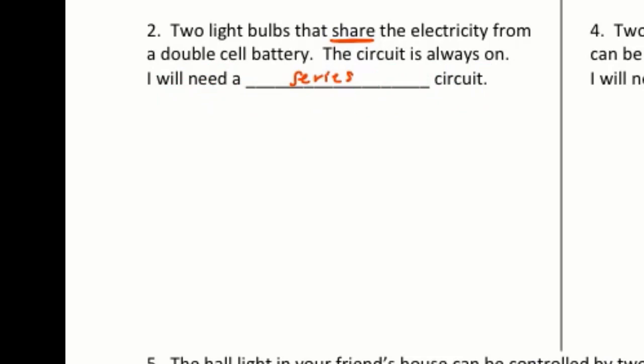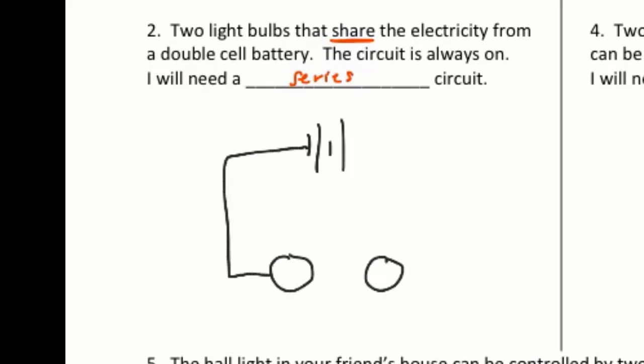Double cell battery, again, I always like to start with the power. 2 light bulbs. So I like to draw the circles first. Then I like to draw the wires, and when I get up to the light bulb, I draw the little light bulb L.